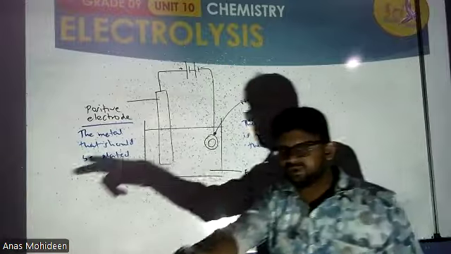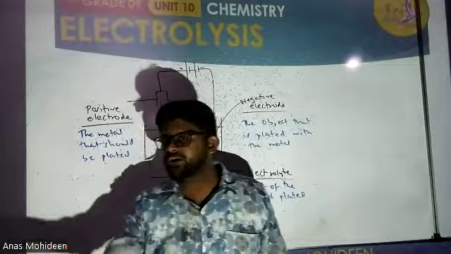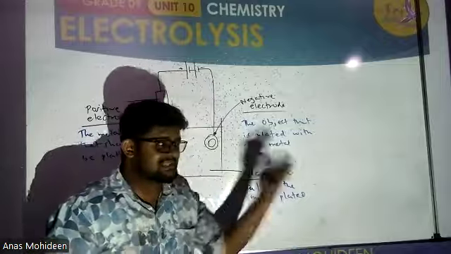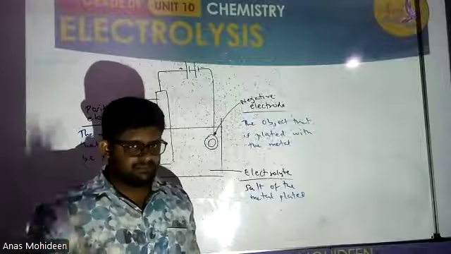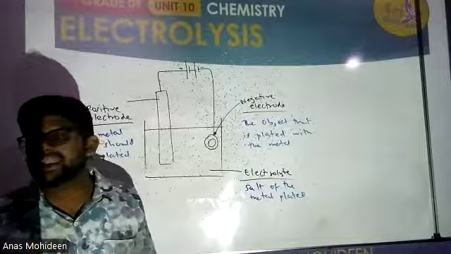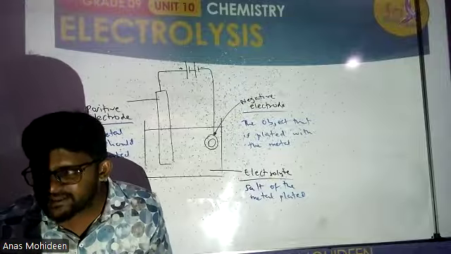So what is the metal you want to plate? It should be positive. Where do you want to plate that metal? The surface should be the negative. The plating metal-containing salt should be the electrolyte. You understand the points? Clear?